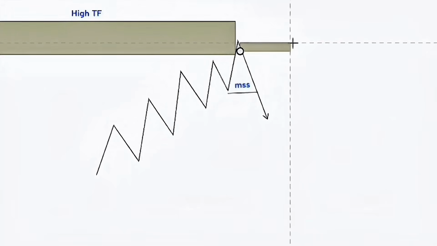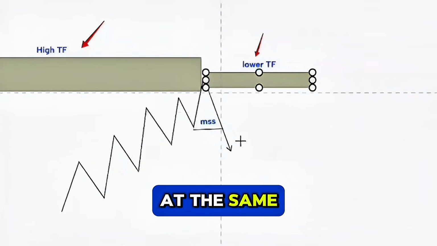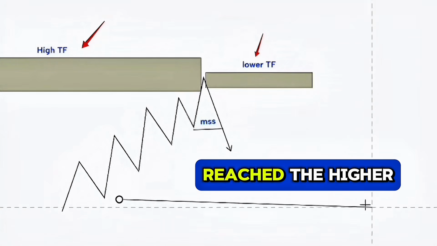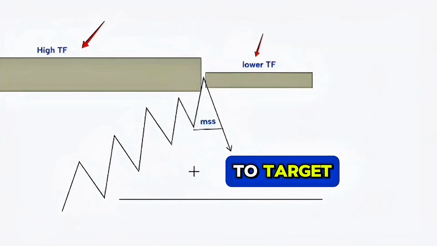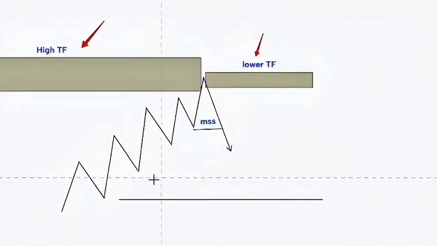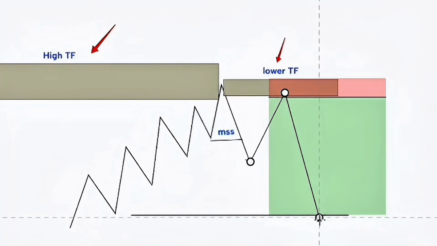Now identify the lower time frame POI that causes the market structure shift. That will become your entry. At the same time, the lows that formed before price reached the higher time frame POI become liquidity. Those are the areas price is likely to target. So instead of entering from the higher time frame POI, look for the price to pull back to your lower time frame POI. Take the entry there and target the liquidity by taking partial profits along the way.